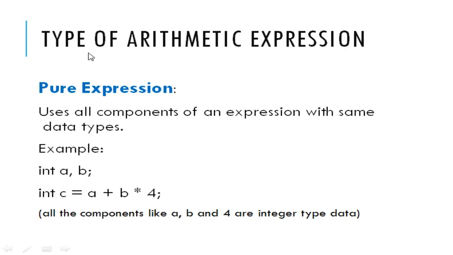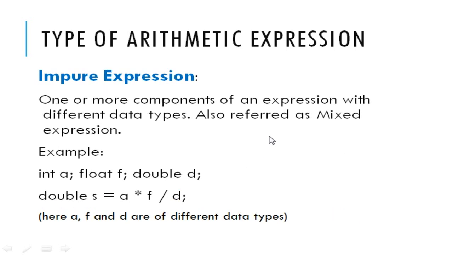Now you are going to see there are two types of arithmetic expression, pure and impure. You are going to see what is a pure expression first. It uses all the components of the expression with the same data type. That means you will be using different variables, but all the variables are of the same data type. Say you can see an example here, int a comma b. So both a and b are integers. So what happens is finally you will get the same data type as a result. So a plus b into 4. That means all these three components are integer type. The result also will be stored in an integer.